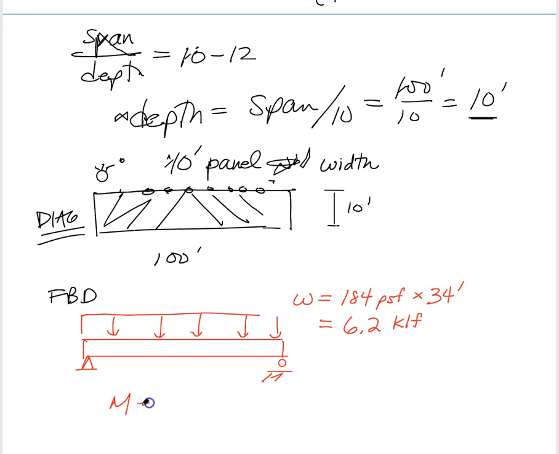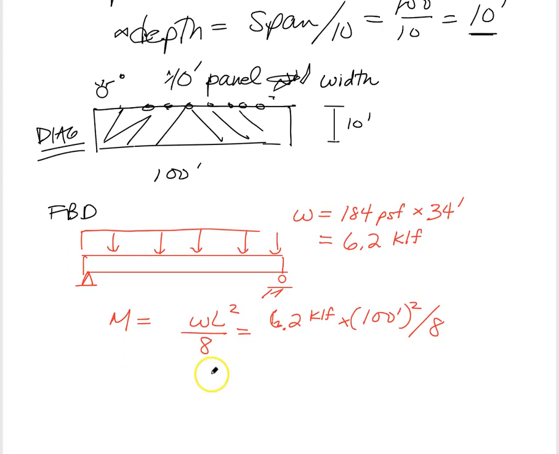And so the moment is going to be WL squared over 8. So that's going to be 6.2 kips per lineal foot times 100 feet squared, divided by 8. And so that gives us a moment demand of 7750 kip feet. So there's the demand.